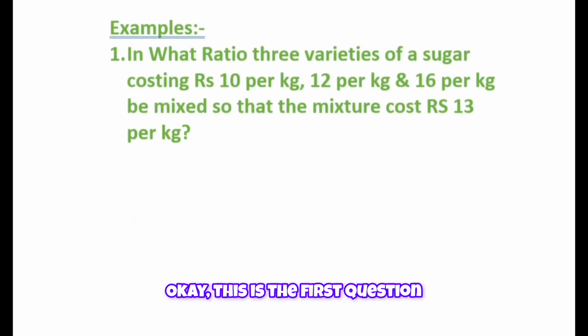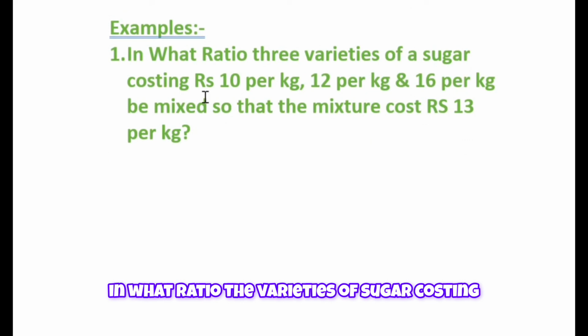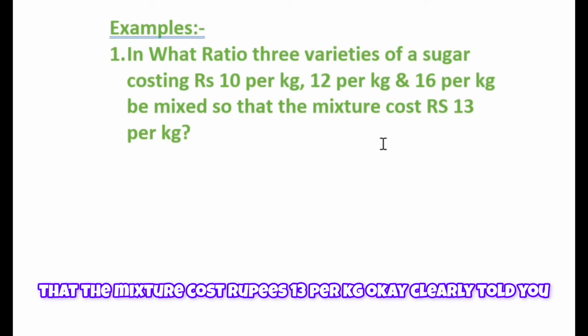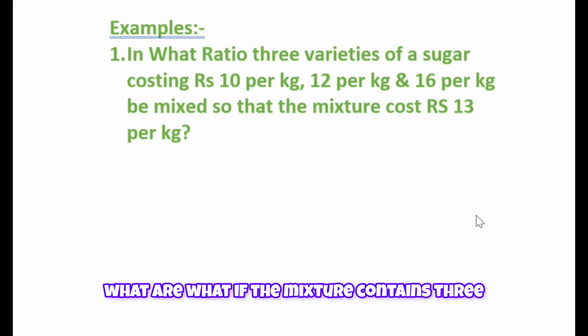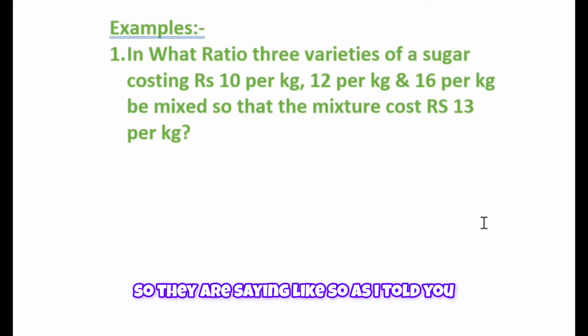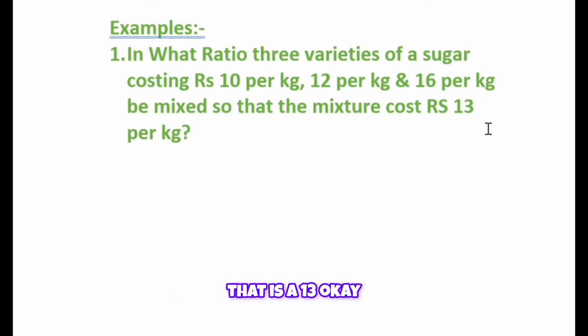This is the first question. I'm reading the question for you. In what ratio should the varieties of sugar costing rupees 10 per kg, 12 per kg and 16 per kg be mixed, so that the mixture costs rupees 13 per kg? As I clearly told you, the problem contains three ingredients: x per kg, y per kg, z per kg, and this is the average price, that is a, 13.